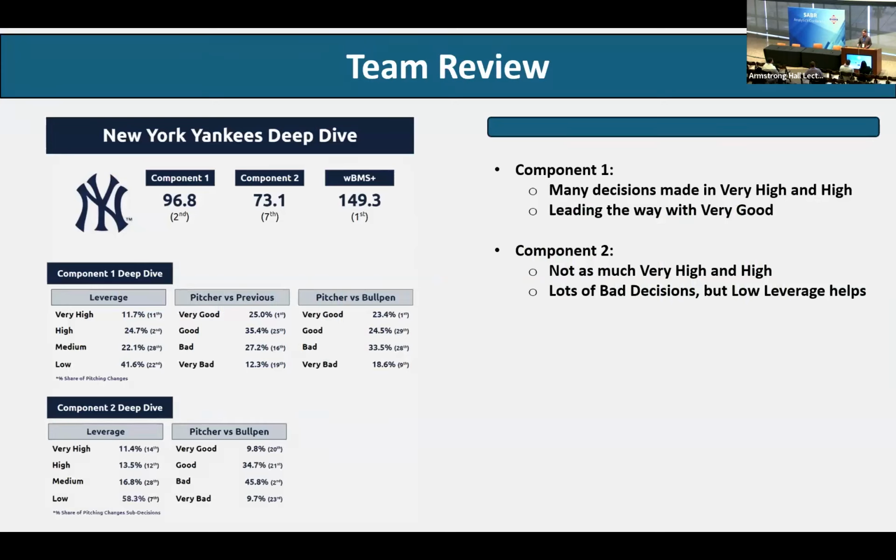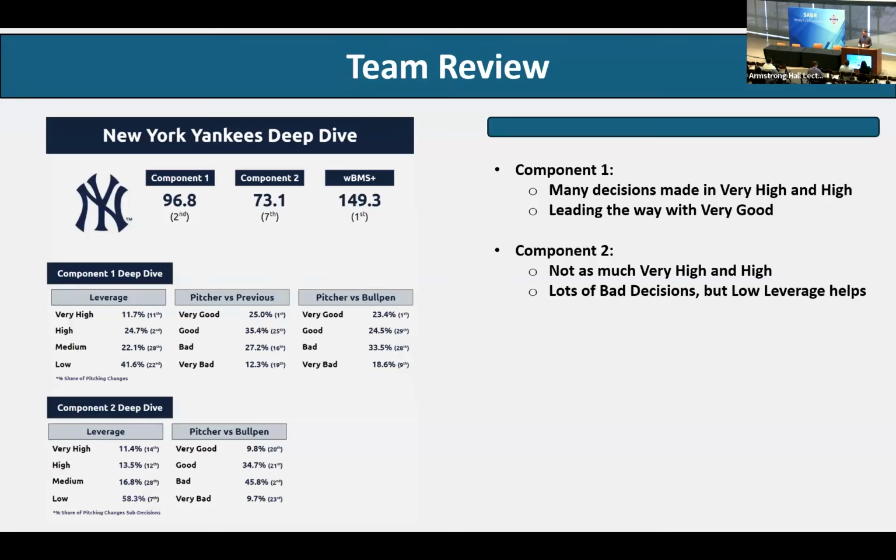So for component one, if you look at leverage, that first column on the left, you'll see that they have the second highest amount of their pitching change decisions occurring in a high leverage situation. Then in their previous pitcher and pitcher versus bullpen columns, you see that this process believes that they have the highest amount of very good pitching changes compared to the rest of the league. So combining very good decisions made in high leverage situations, this metric really likes it.